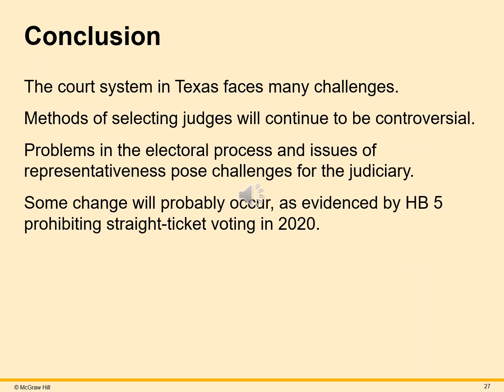Conclusion. The court system in Texas faces many challenges. Methods of selecting judges will continue to be controversial. Problems in the electoral process and issues of representativeness pose challenges for the judiciary. Some change will probably occur, as evidenced by HB 5 prohibiting straight ticket voting back in 2020.